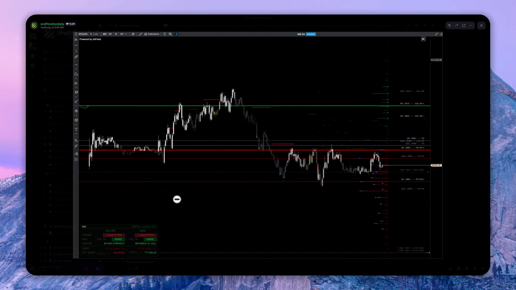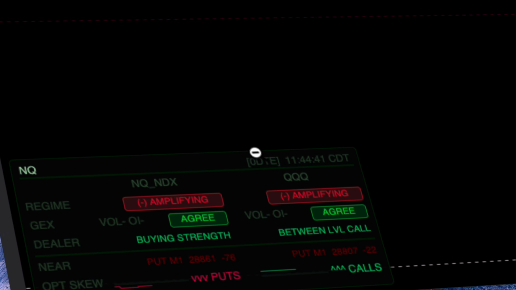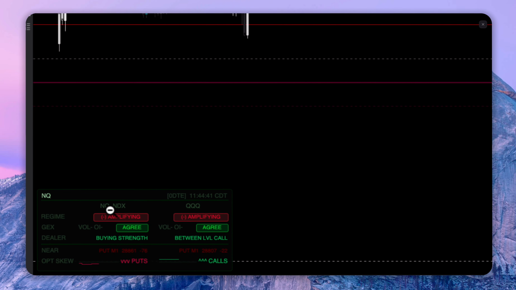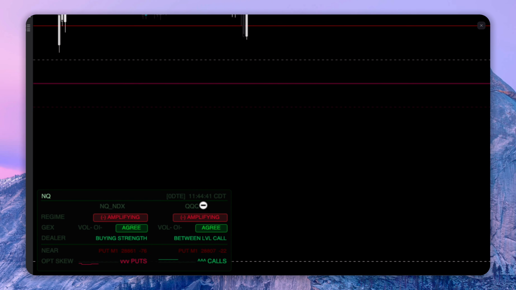And then also there's this info box here, which shows for NQ and ES, your NQ, NDX, and then QQQ side by side. So you can see the regime, are we positive or negative? This one we're negative. Looking at volume and open interest, if they're agreeing or if they're diverging. That'll give you an idea of how strong this regime is. It also has a little hint of what you would expect dealers to do once price gets to certain levels.